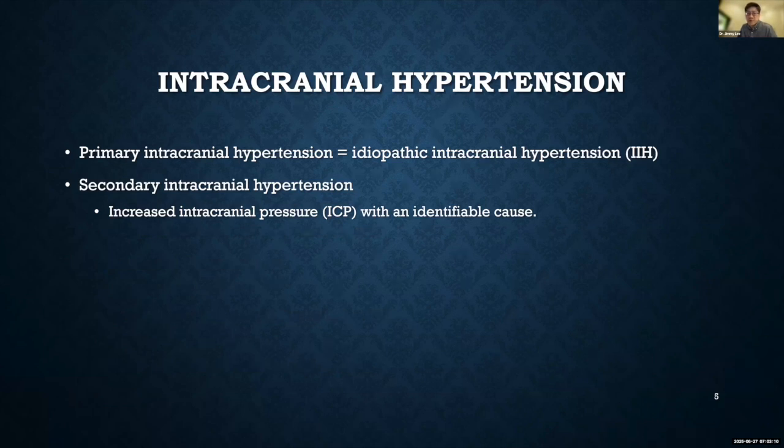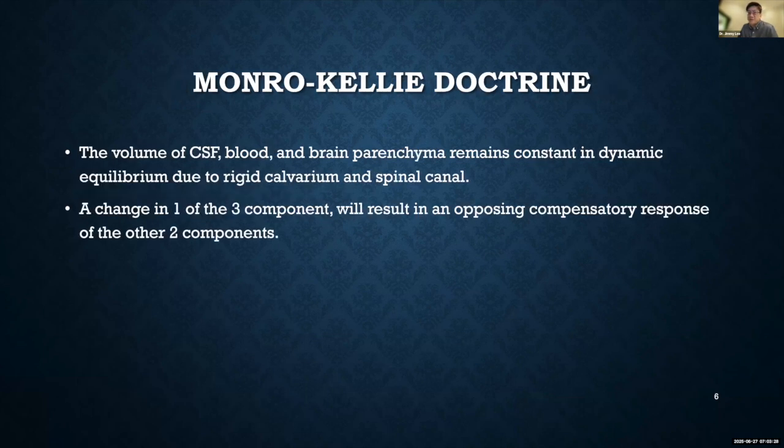So you can think of primary and secondary. Primary intracranial hypertension is idiopathic, so we don't know the exact cause. We call it IIH, idiopathic intracranial hypertension. Secondary, you have a known cause of increased ICP. Essentially, you can think of this principle called the Monro-Kellie doctrine, in that the volume of CSF, blood, and brain are in a very rigid space, the calvarium and spinal canal. So their pressure is equalized, it's in equilibrium. But if you change one of the three components, the other two would have to react to it.